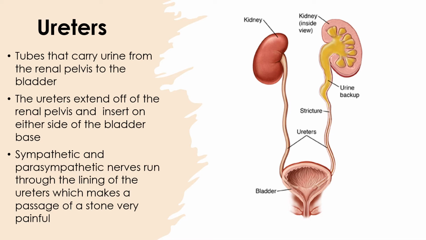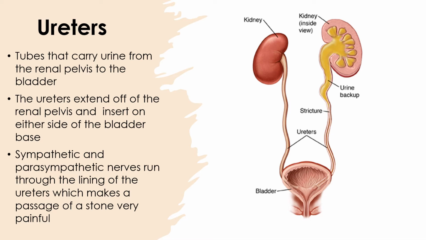So each ureter is about 10 to 12 inches long. The outer layer of the ureter is mesh-like. It's made up of smooth muscle fibers, and the ureters can actually create a little peristaltic motion, almost like the intestines, to push urine downward. So these are tubes, on either side. They carry urine from the renal pelvis right into the bladder.